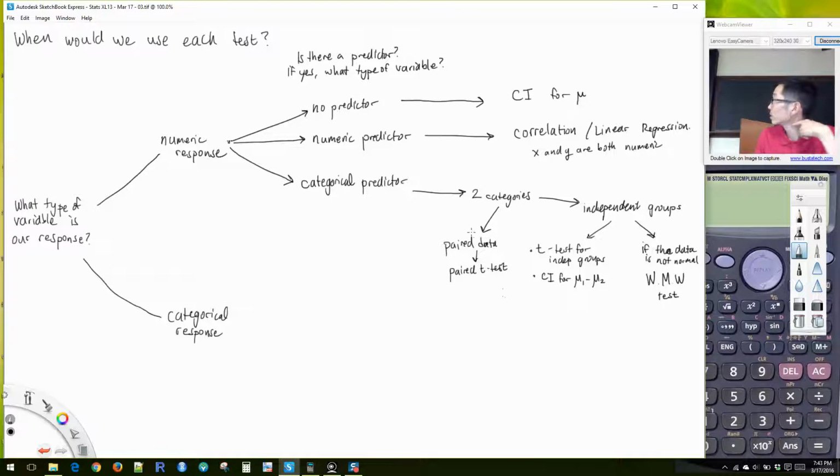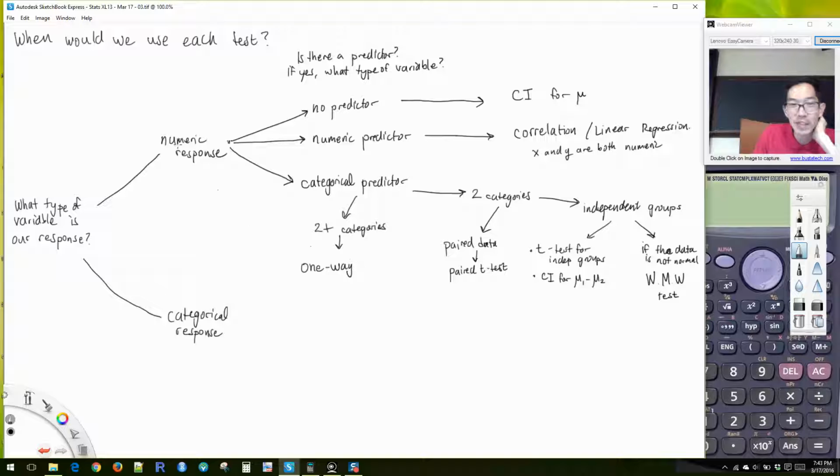So that's with the categorical predictor, covering two categories. And then if you have more than two categories, so I'll say 2+ categories, then what is the inference method that we've covered? One-way ANOVA.